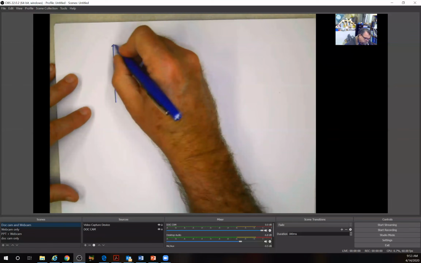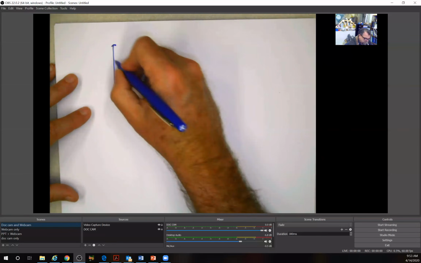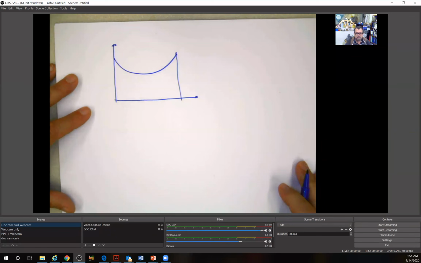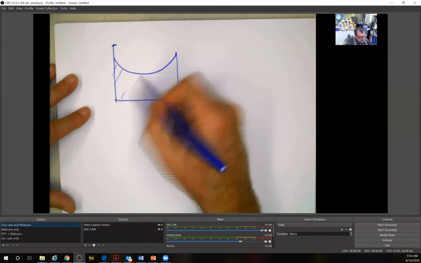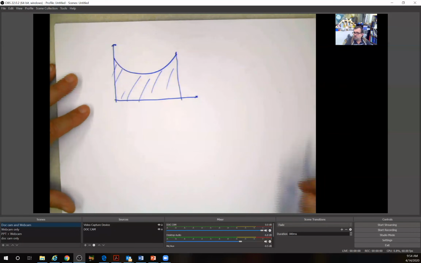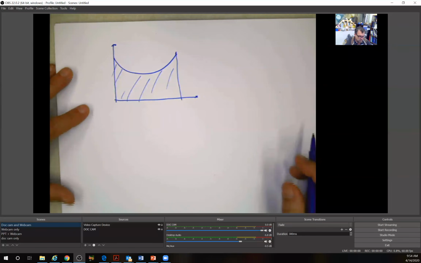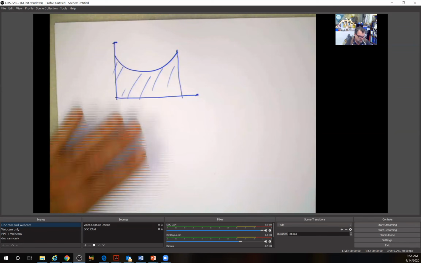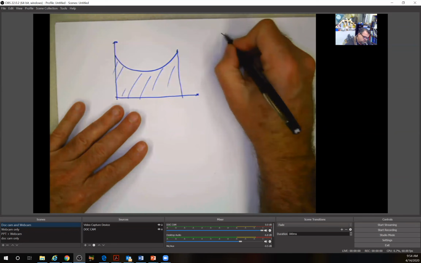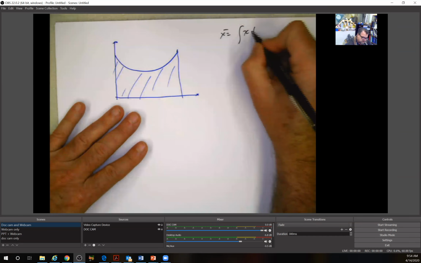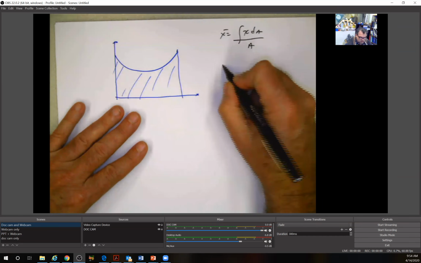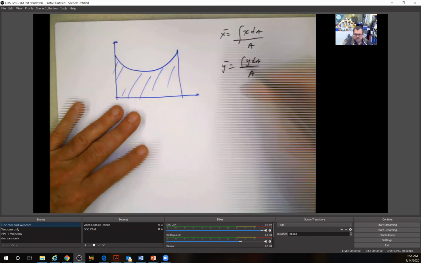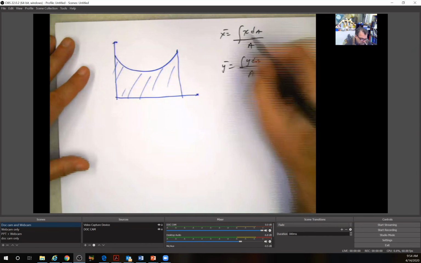Whenever you have to do something like that, for example, find the area and the centroid, or moment of inertia, why not? But find the centroid of this. If you have to find the centroid of that, remember the equation of centroid is very easy: x bar is x dA divided by the area, and y bar is y dA divided by area. And by area, I mean the integral of dA. Now you have to do that.